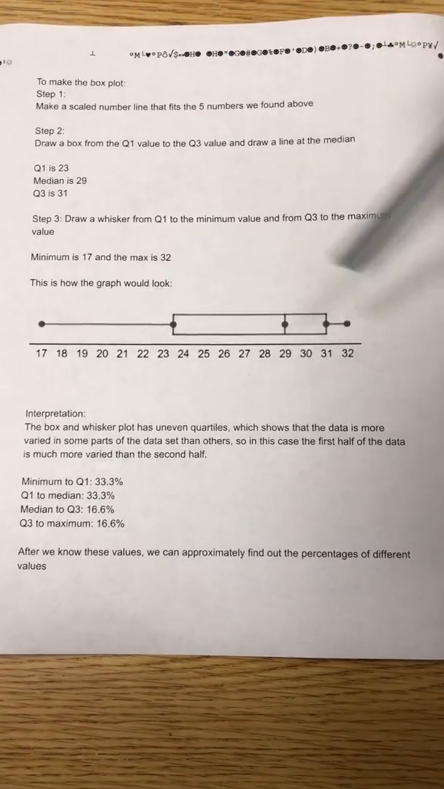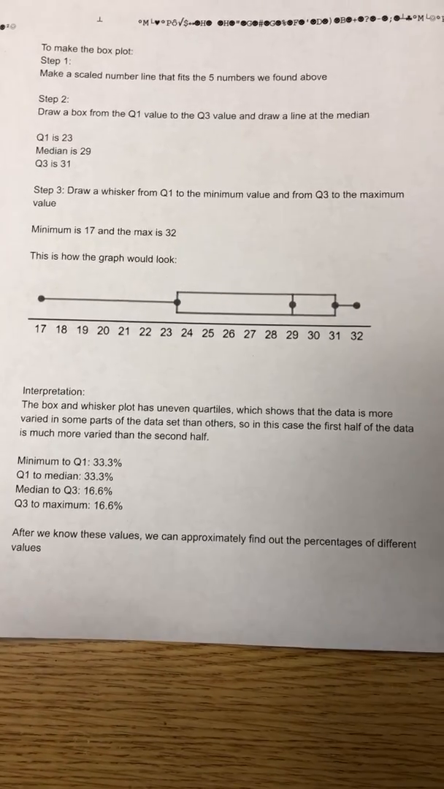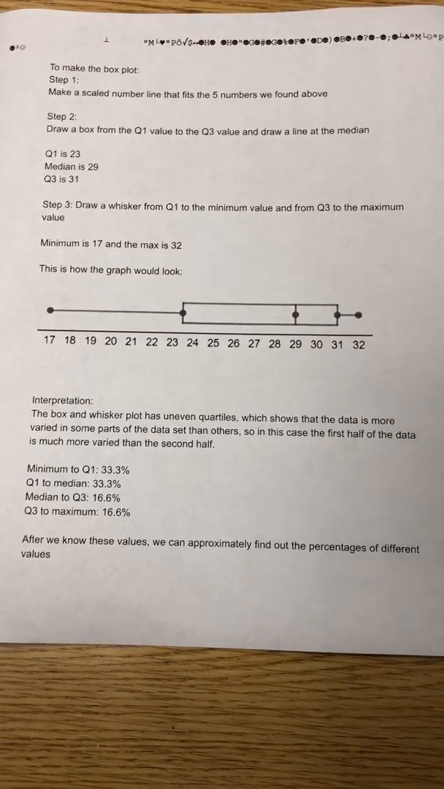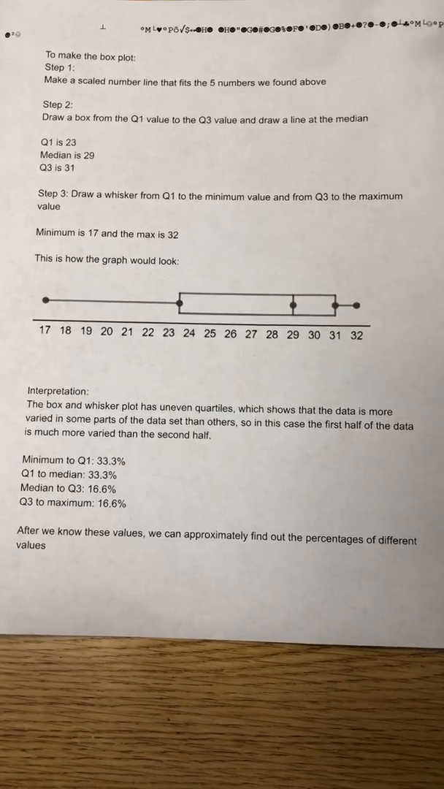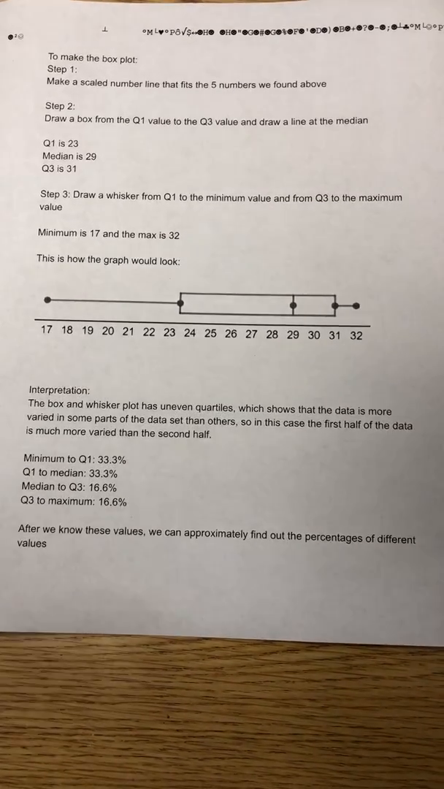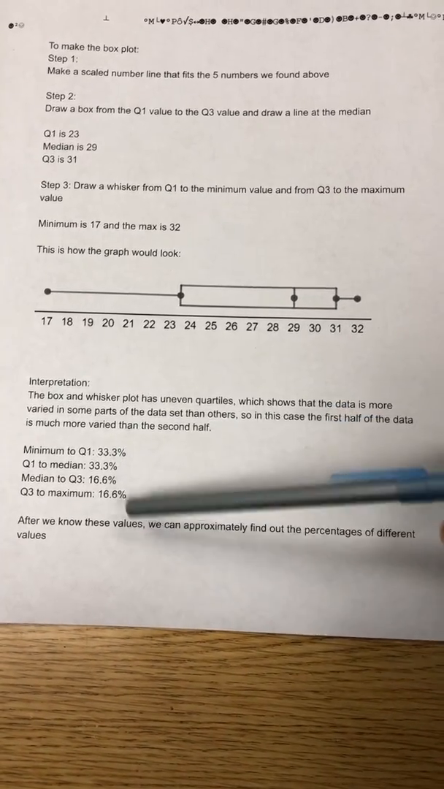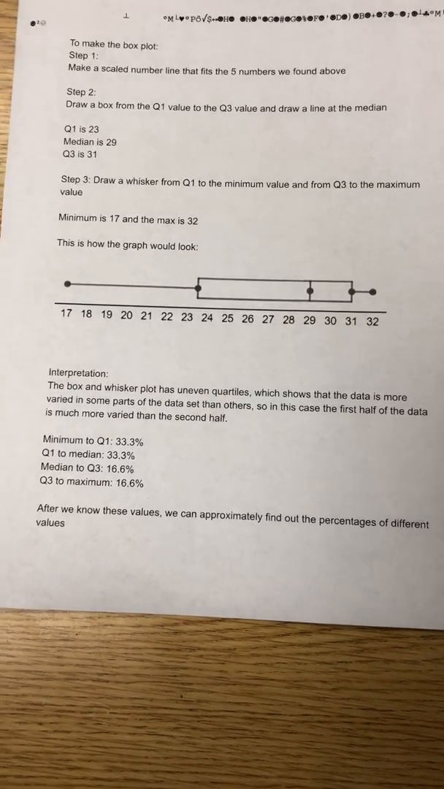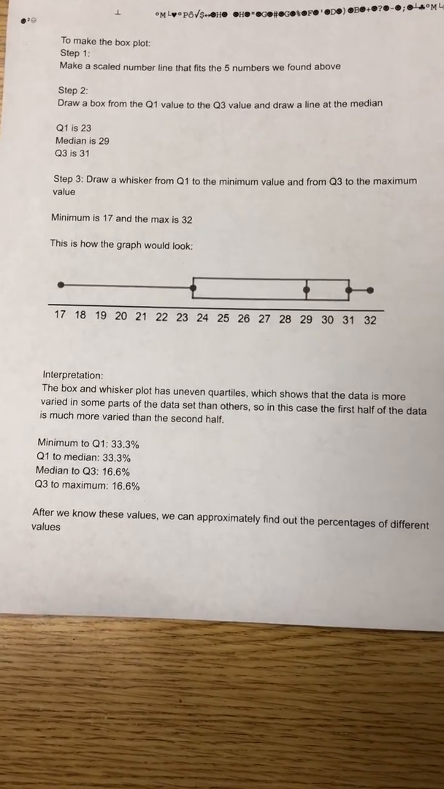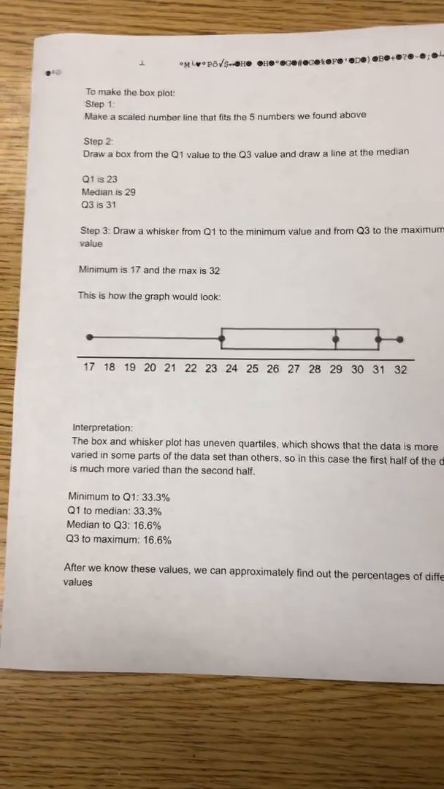And so an interpretation of this box plot could be since these have uneven quartiles, the data is much more varied in some parts of the data set than others. So like the first half of the data set has much more variation than the second, and this is seen out of the approximate percentages of quartiles in the graph, and we can also approximate the percentage of different values that were given for the box plot.